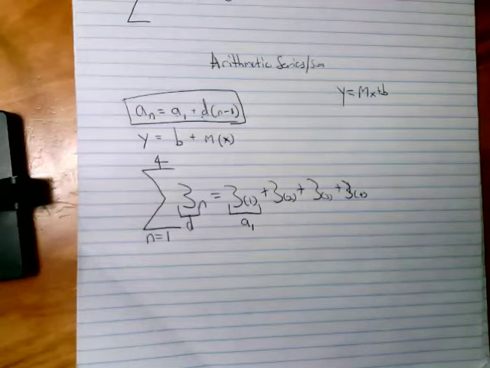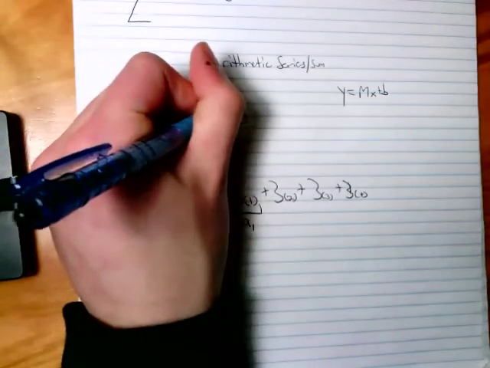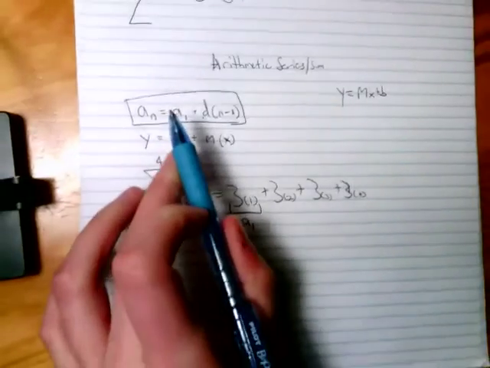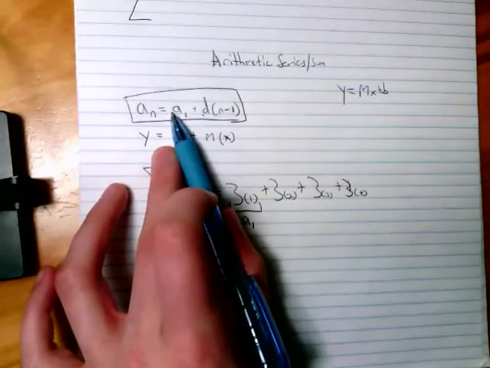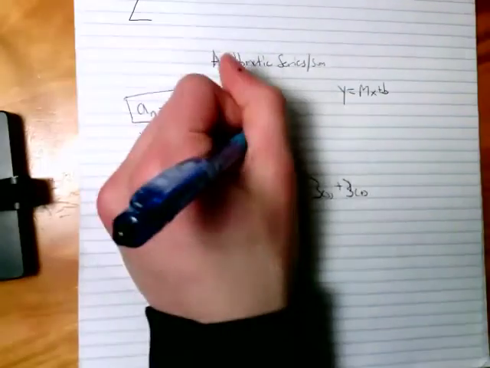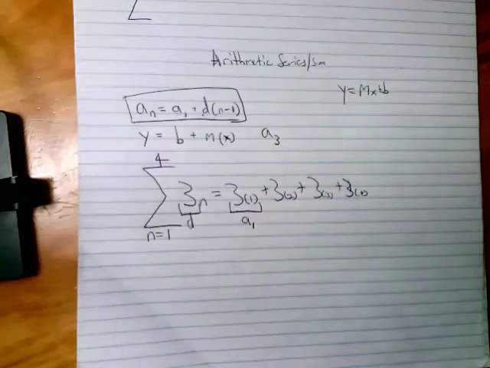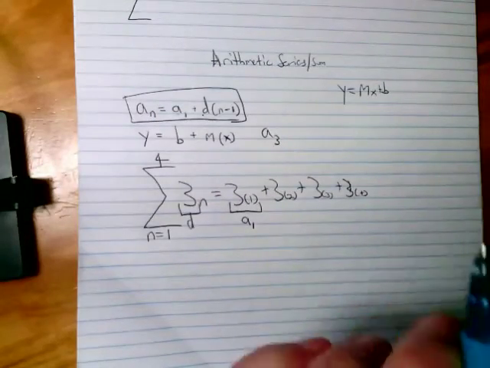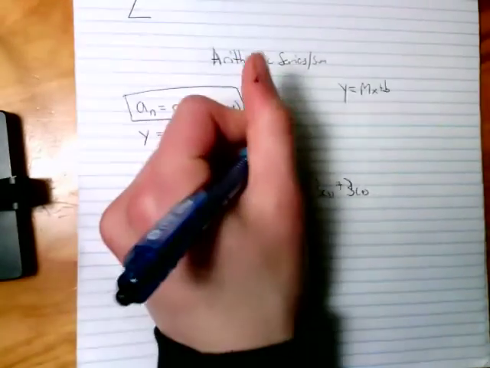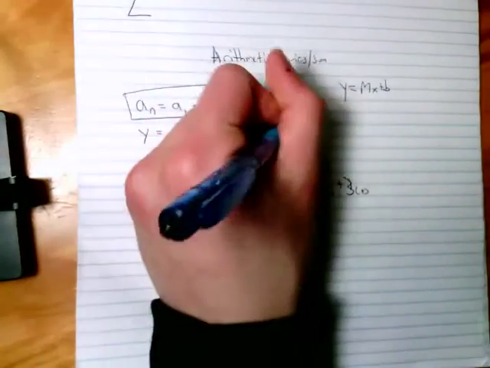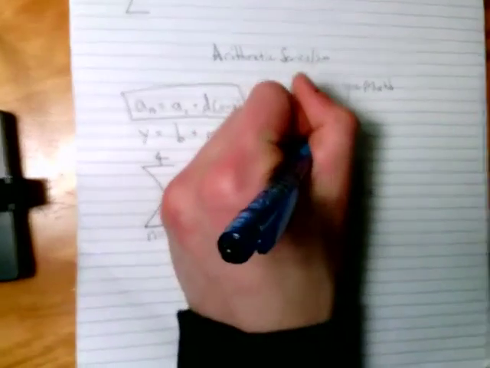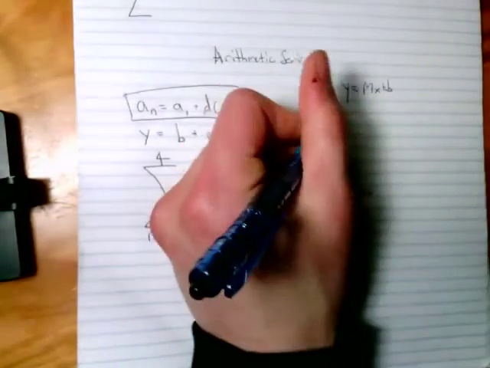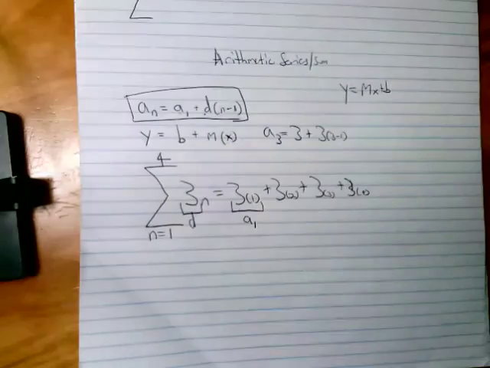So say I wanted to find the third term in the sequence. We would sub in 3 for n, and we do d times 2 plus a of 1 to get it. So let's go find the third term. Okay, here we go. a of 1, which is 3, plus d, which is 3, times n minus 1, which is 3 minus 1, which is 2.